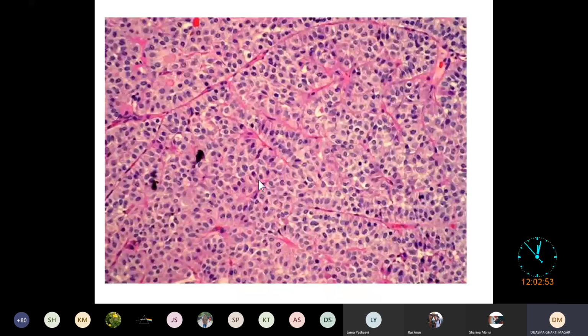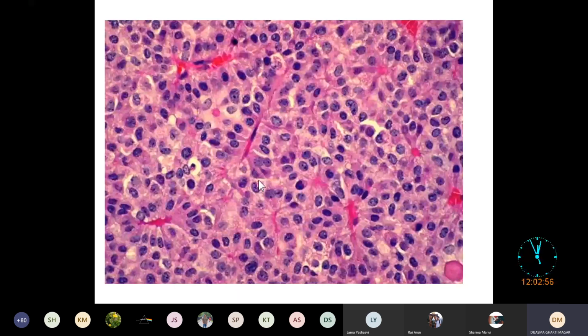Now if we go to high power, you can see the cytoplasm. Can you make out the cytoplasm? Here the cytoplasm is a little bit acidophilic, or pinkish in color. The cytoplasm is having granules, so you can see the cytoplasmic granules also. And the nucleus you can also make out. So these are a monotonous population of cells, monomorphous, uniform cells.